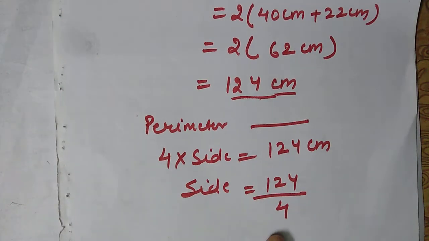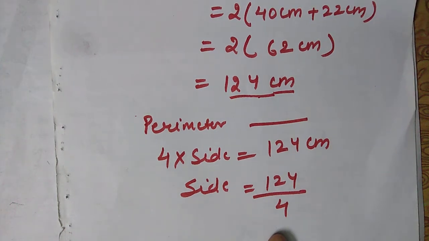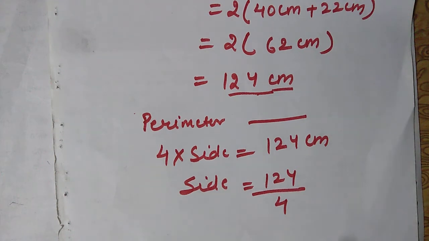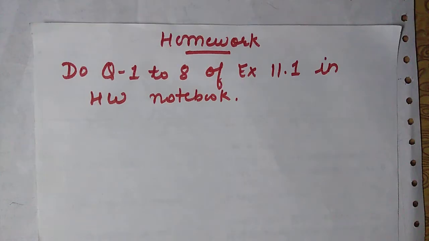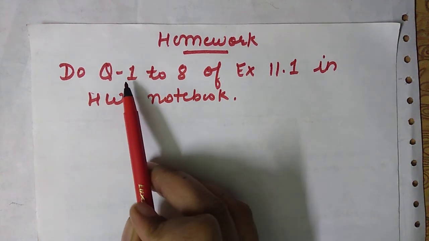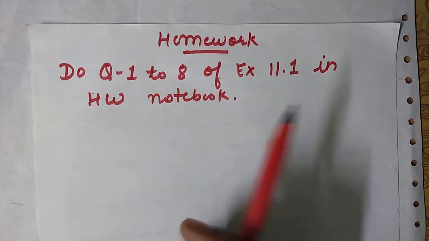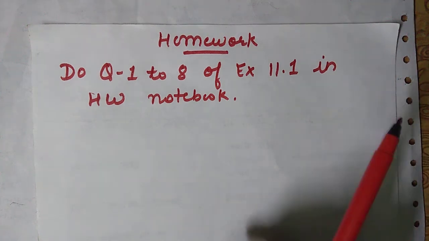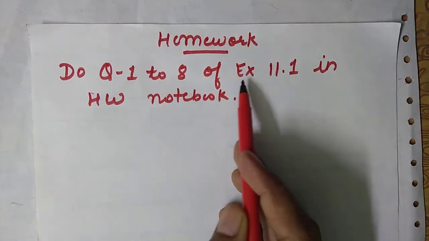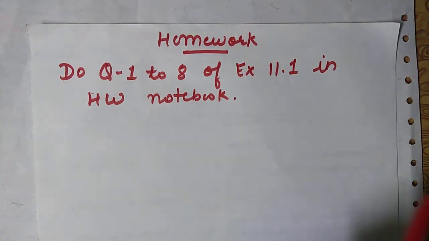The rest of the questions of this exercise you have to do in your homework. So this is all about lecture number 1. In this lecture we have learned about the perimeter and area of a square and rectangle. Now come to the homework. Students, your homework for today's lecture is to do questions 1 to 8, which are based on the concept of area and perimeter of rectangle and square, from exercise 11.1, in your homework notebook.